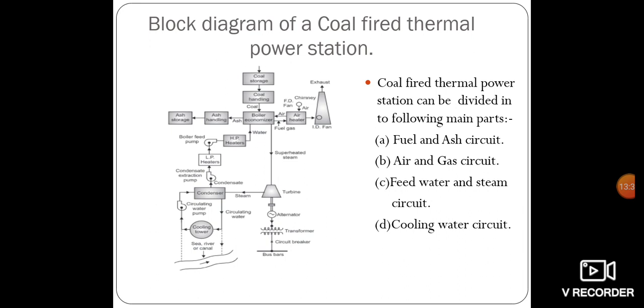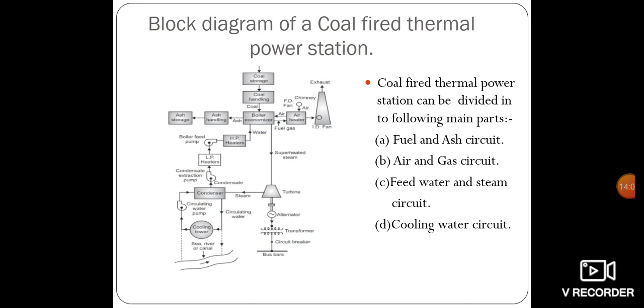In a coal-fired thermal power station, the main fuel used for the generation of heat is coal. Coal is naturally derived from the earth, and it is highly inflammable, so it catches fire and heat is generated.